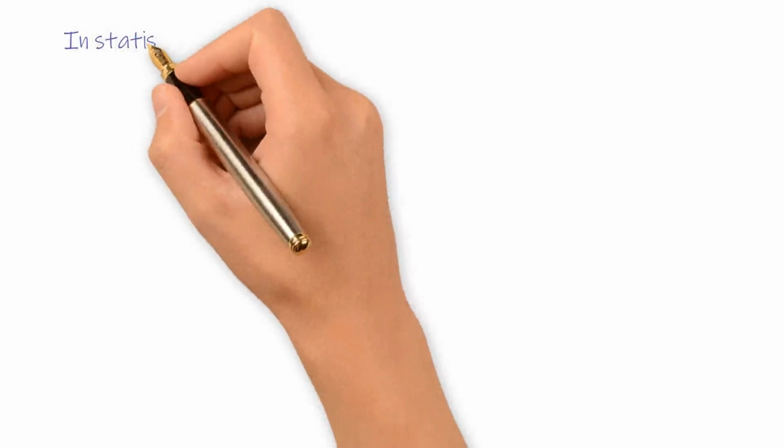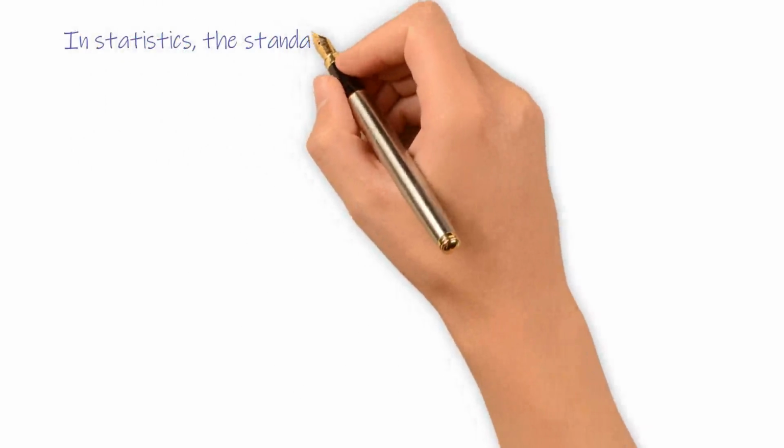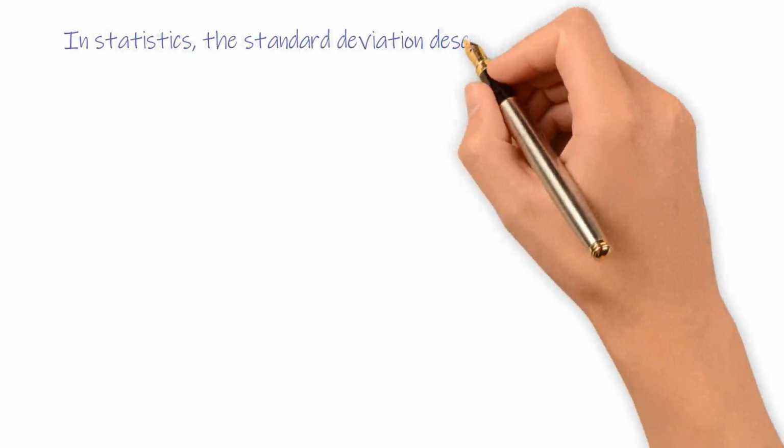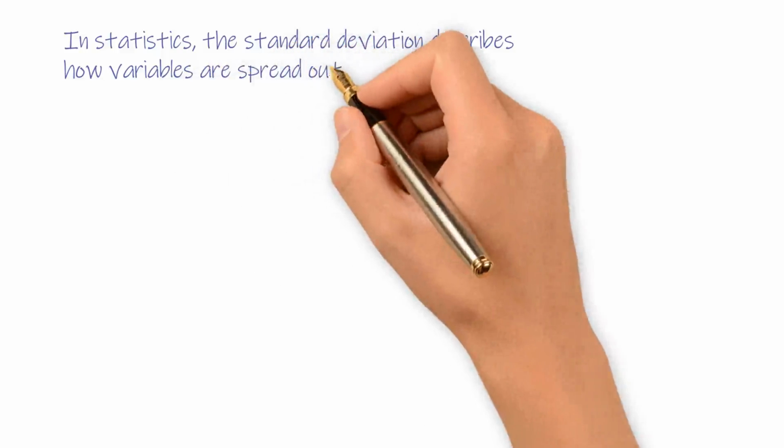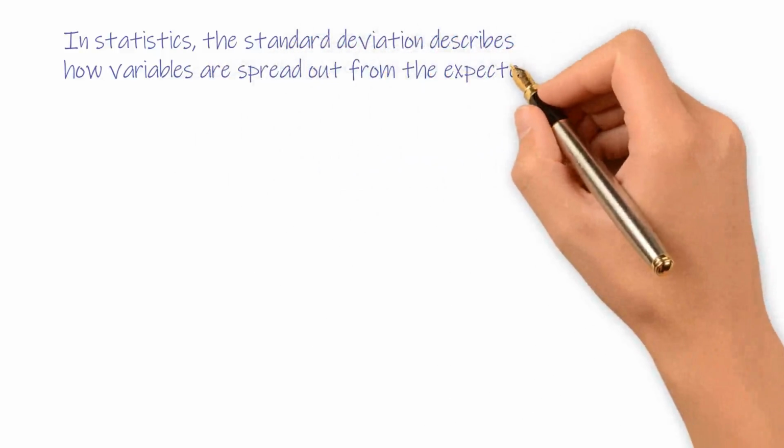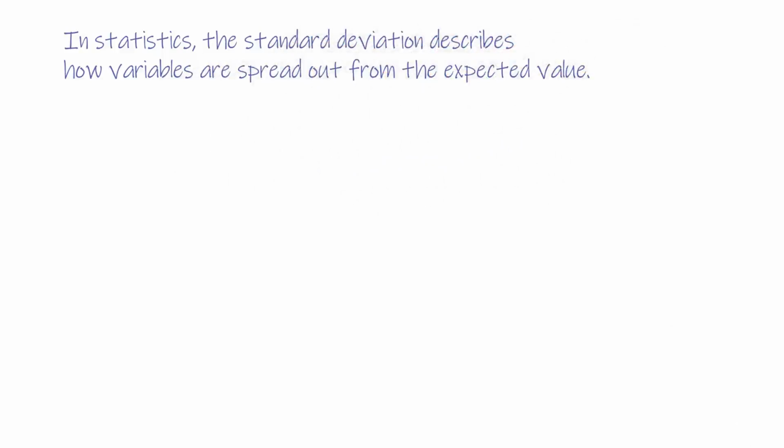In statistics, the standard deviation describes how variables are spread out from the expected value. I'll explain all you need to know about it in the next 5 minutes. First, let's see an example.